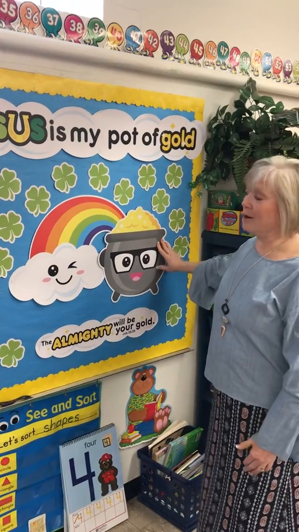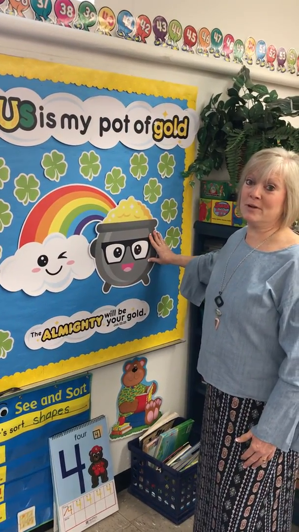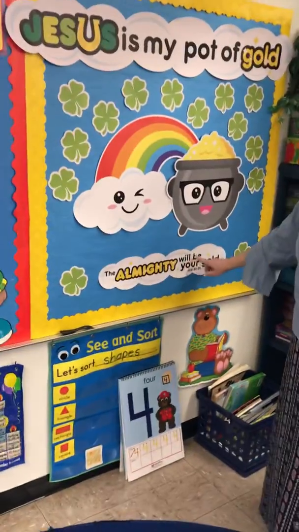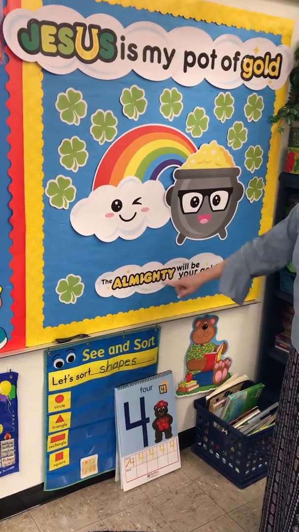So that was our big, beautiful bulletin board during March. And at the bottom it says, the Almighty will be your gold. God can be your gold. We have to remember to have him in our life, though. Keep him in our life, and everything will be all right. Let's do our Lent song because it's still Lent. We're waiting for Easter to celebrate when Jesus showed us the way to heaven.